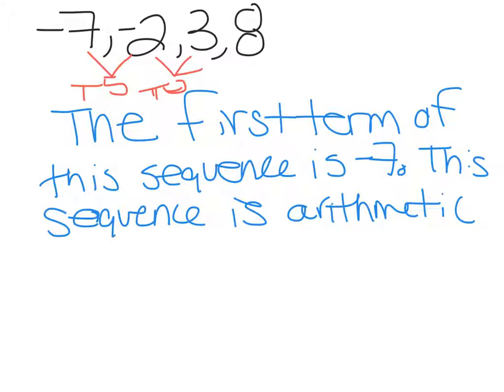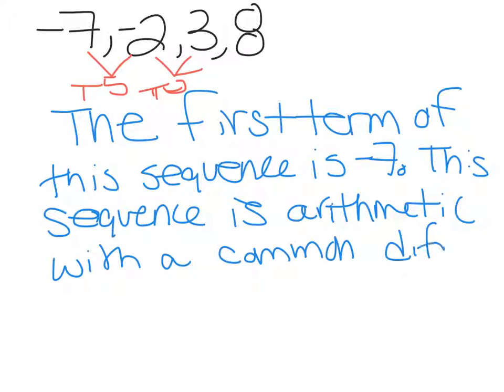So if I write this sequence is arithmetic, I probably should write with a common difference of 5. And now you've described the sequence using complete sentences. When I add another page, I'm going to now do the second part that says write the explicit rule for the nth term of the sequence. Well, you know this is arithmetic, and so you have a formula.